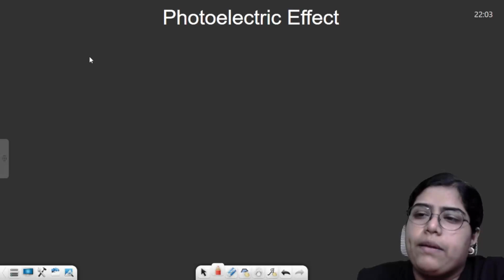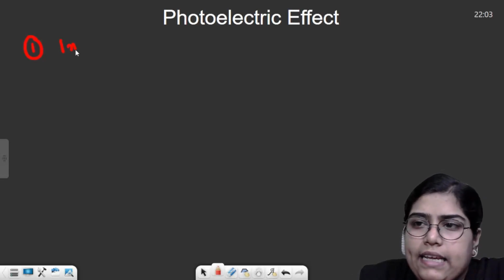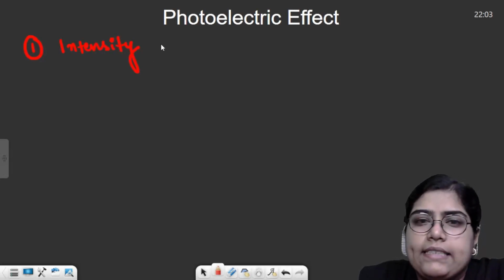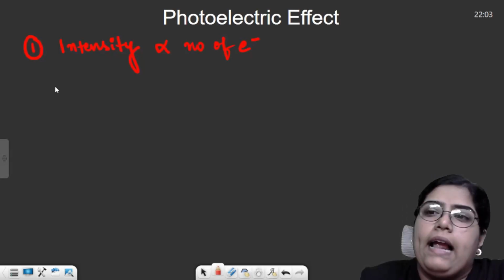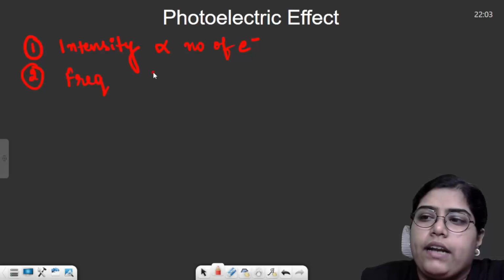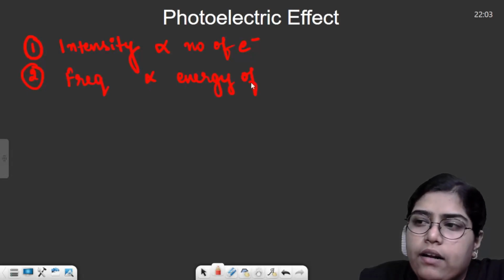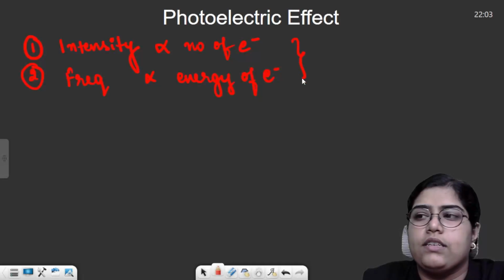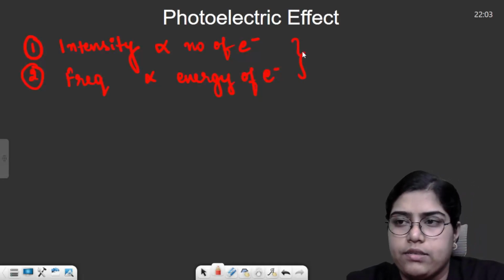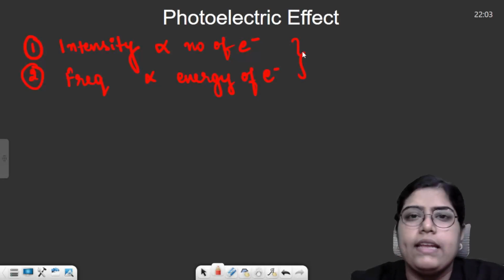There are 2 main points which you need to remember. The first point is that the intensity of the incident radiation is directly proportional to the number of electrons. And the second point is that the frequency of incident radiation is directly proportional to the energy of photoelectrons. And most of the times, students just jumble these 2 pointers. So, you just need to remember 2 things in a very simple manner.